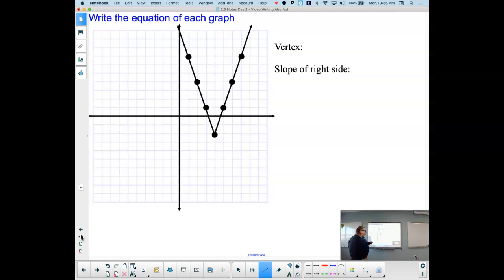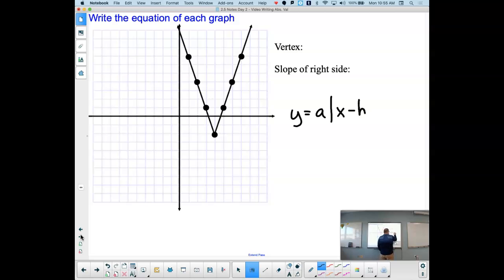Today now, we are going to write the equations of each graph. And the equation is going to be in that y equals a times the absolute value of the quantity x minus h, then plus k form. That's going to be the form of all of our answers.